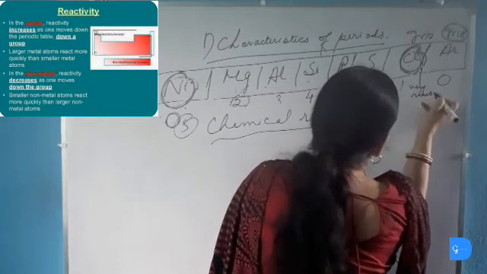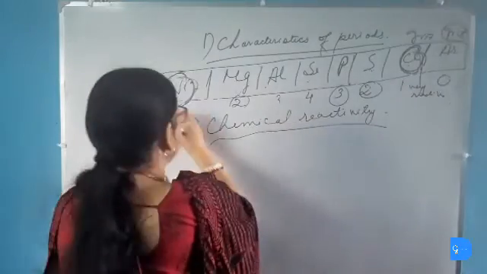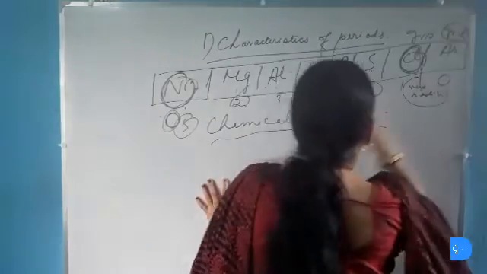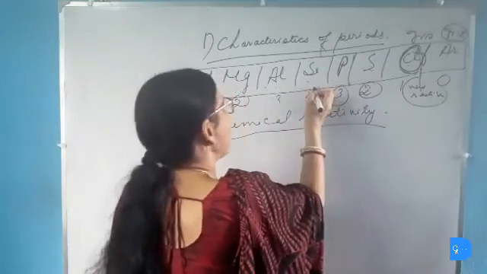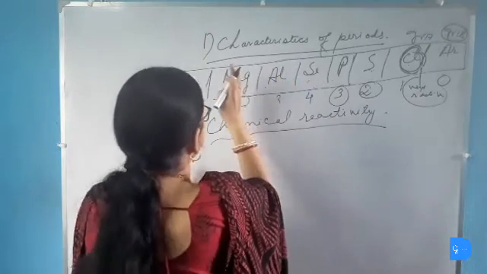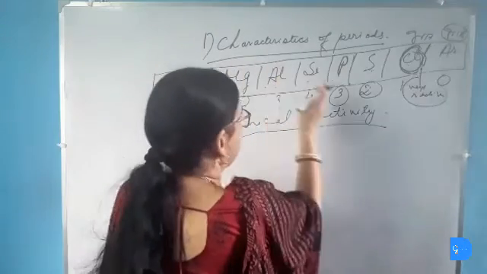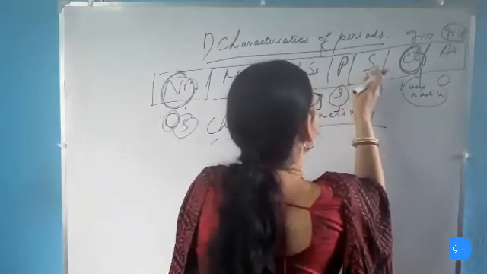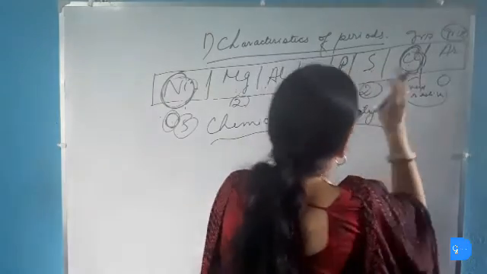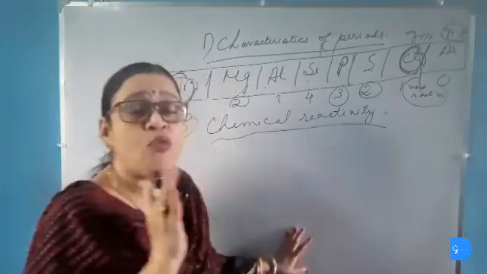Thus we will see that in this third period, sodium is very reactive and chlorine is very reactive. Silicon is less reactive, whereas the reactivity decreases to magnesium and aluminium, and again here the reactivity increases from phosphorus to sulfur and then to chlorine. Now we will explain why this happens.